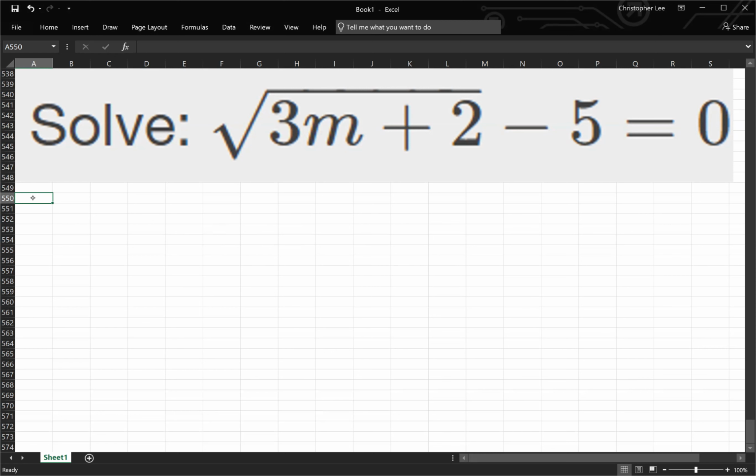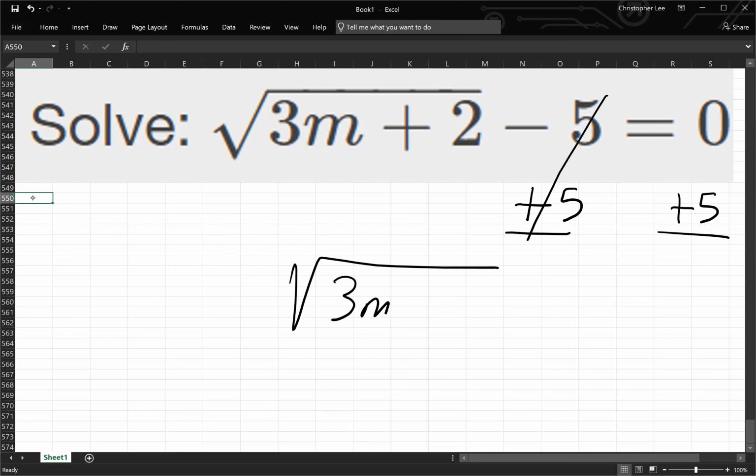So we want to solve for this, right? The first thing I want to do is add 5 over here, so I want to isolate my radical, excuse me. So now what do I have? I have square root 3m plus 2 is equal to 5.